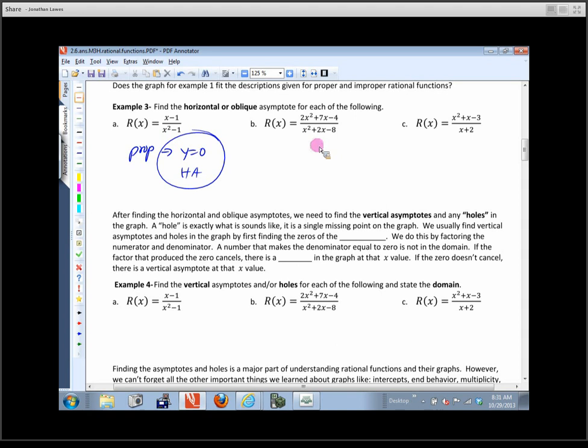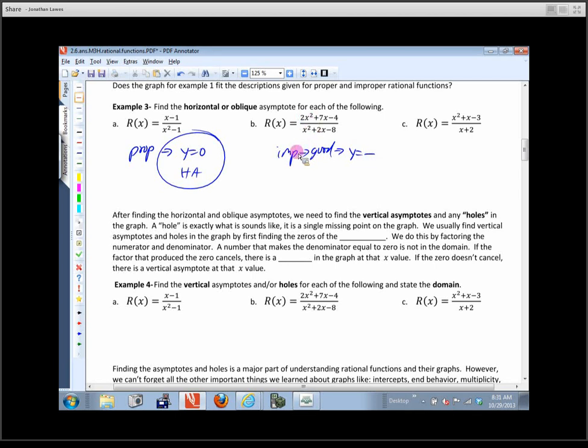Let's look at this one. Proper or improper? Okay, this is improper. If the answer is improper, then you have to ask yourself, is it the good type or the bad type? And which is it here? This is the good type. If it's the good type, then here's what we get. We get y equals leading coefficient on the top over the leading coefficient on the bottom.